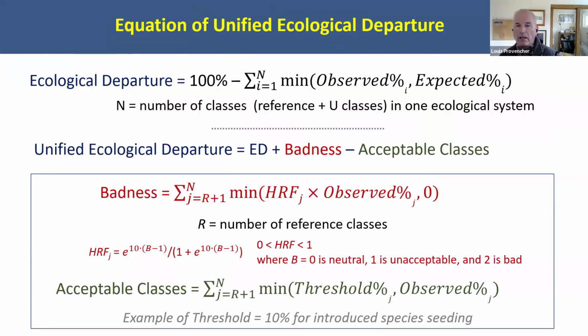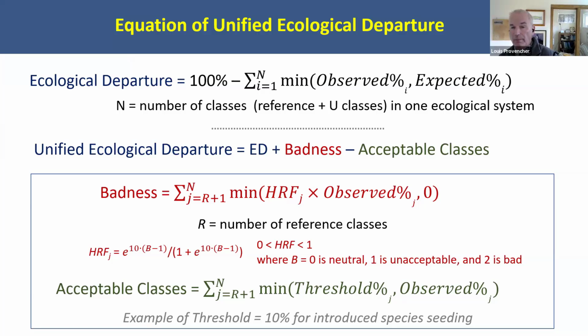So we invented this, which I don't want you to pay too much attention to, but in the first row is the formula of ecological departure that Jim Smith showed, with the minimum of each row, 100 minus the sum of the minimums. So that's your standard formula for vegetation departure. What we did is unified ecological departure: that ecological departure score plus a badness factor minus an acceptable factor. The badness factor is the Russian knapweed factor, and the acceptable one is the seeding. And we're going to skip the rest, all the math that's in there. It's actually a little bit more complicated than that because we are revising that right now.